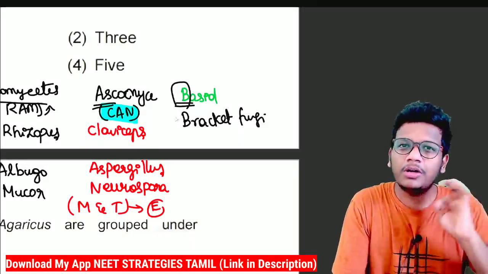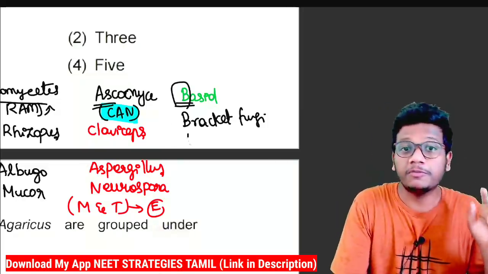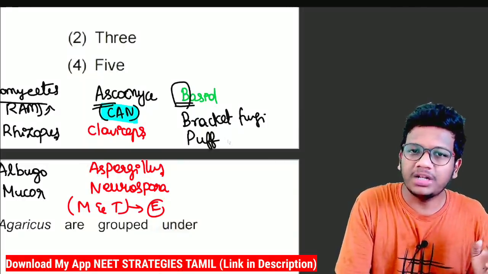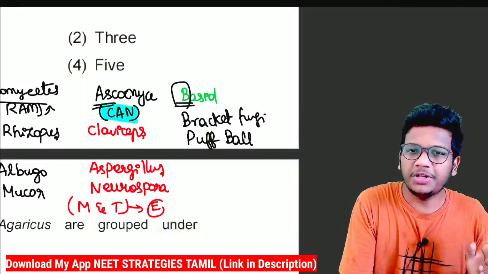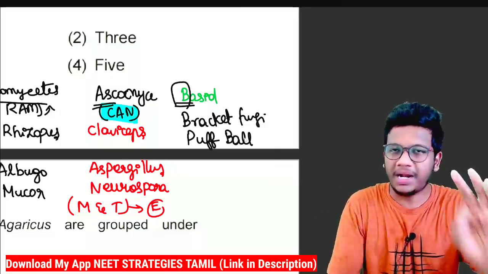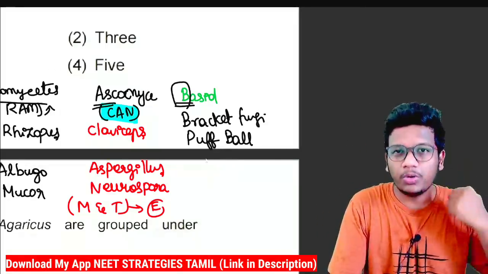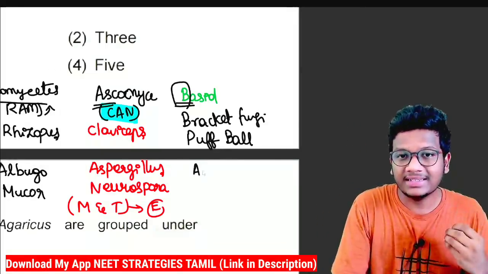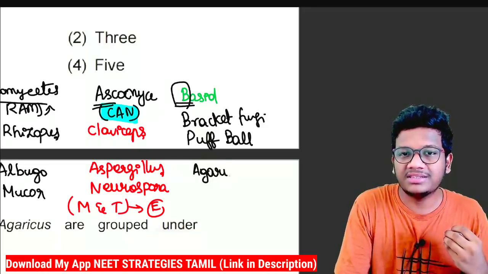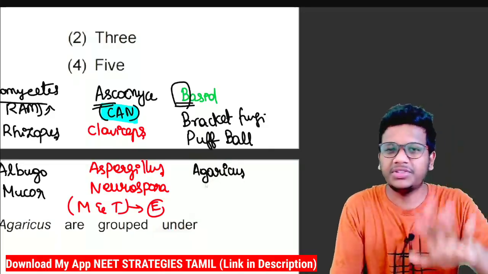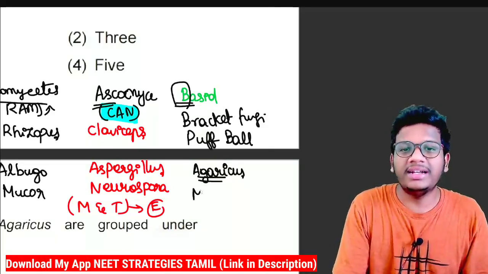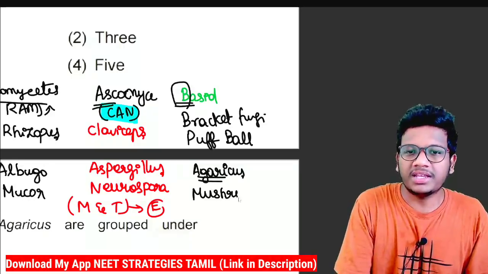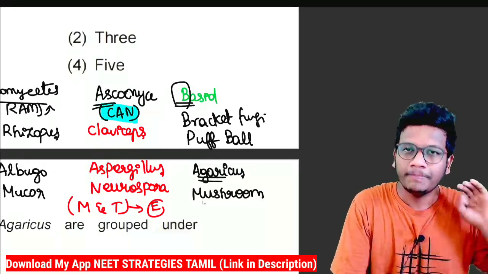Then B also corresponds to ball. So puff ball, remember it that way. Okay, B for ball, puff ball. So bracket fungi, puff ball. And now come here for the Agaricus. Agaricus is the edible one in the Basidiomycetes. And next one is your mushroom. Mushroom is an example of Basidiomycetes.